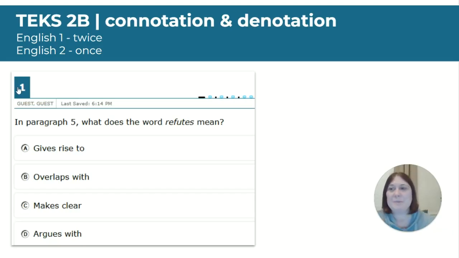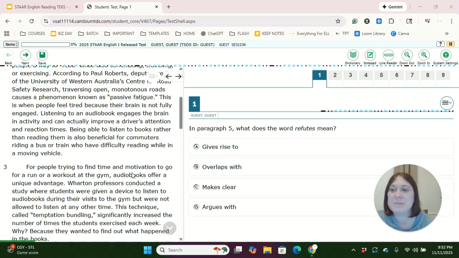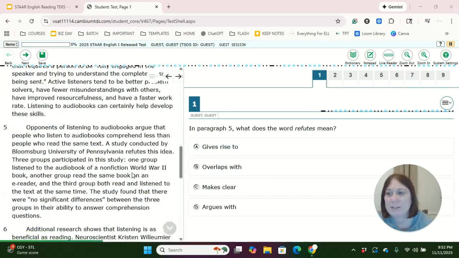Let me show you. Okay, and here we are in the English 1 released exam from 2025. And you can see this question was the very first question. It says in paragraph 5, what does the word refutes mean? So first strategy is, of course, just coming down to paragraph 5 and finding the word refutes. Now, what is this paragraph about? If we look at here, we see some clues.